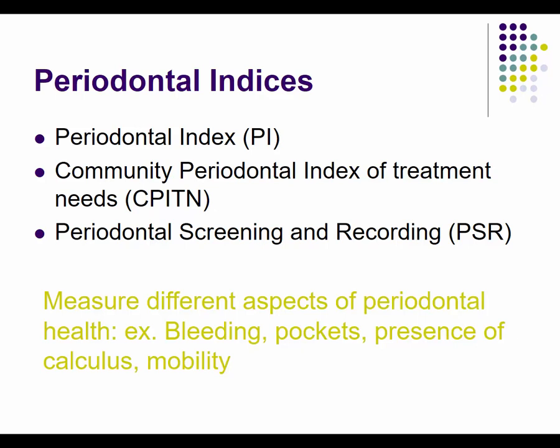Periodontal indices, there's a periodontal index, community periodontal index of treatment needs, or the CPI. Sometimes it's called CPI-TN, sometimes it's just CPI. They can break that one down into two subcategories. Sometimes they leave the treatment needs off and just do the periodontal index part. And PSR, which you guys will be doing and actually practicing tomorrow. So have fun.